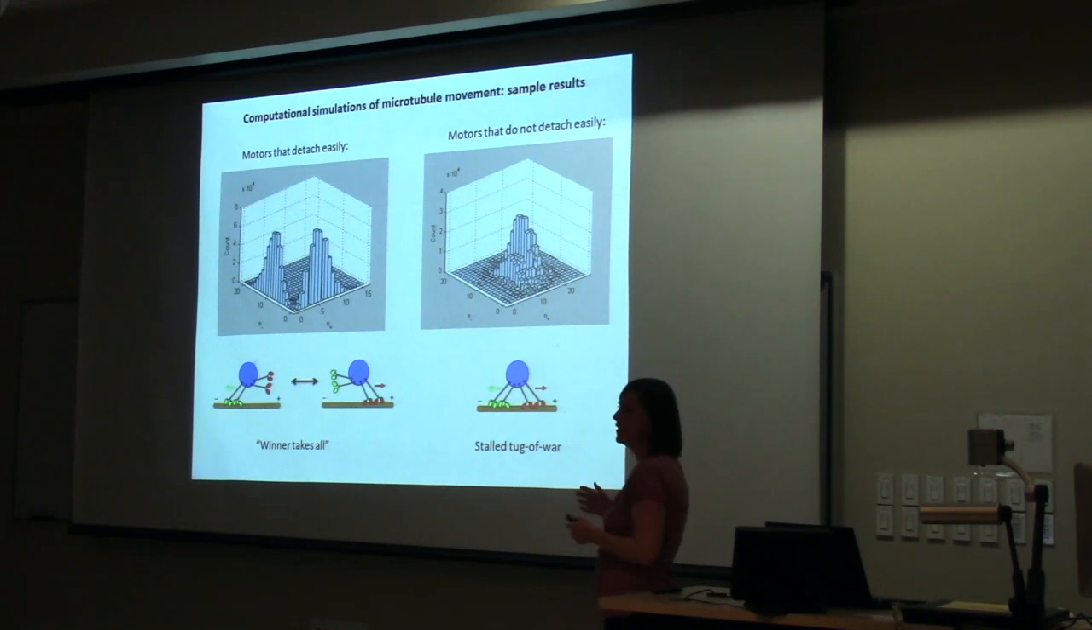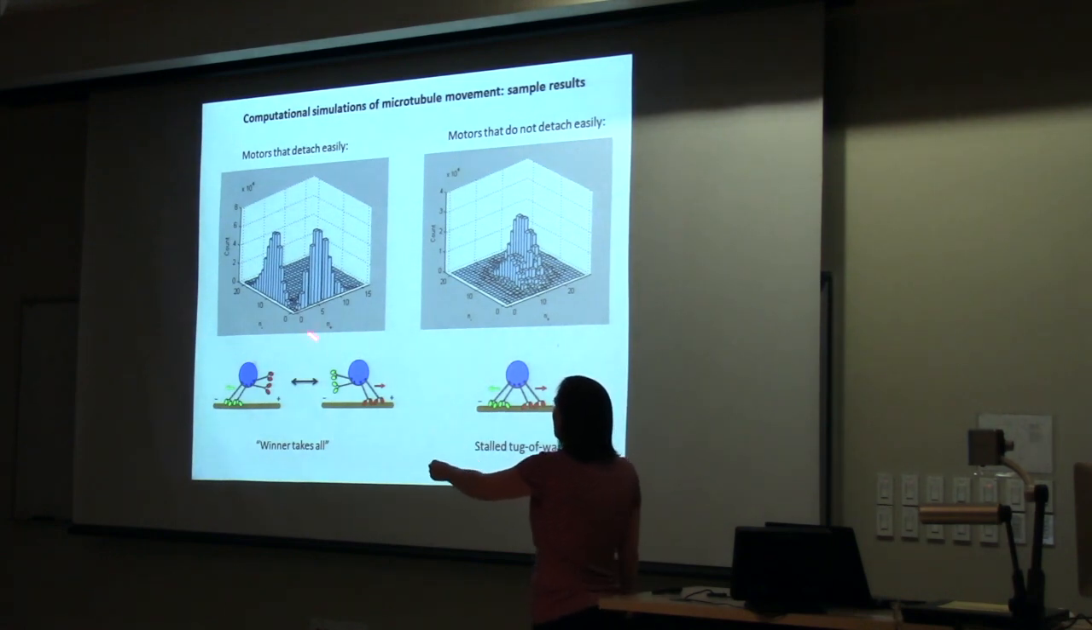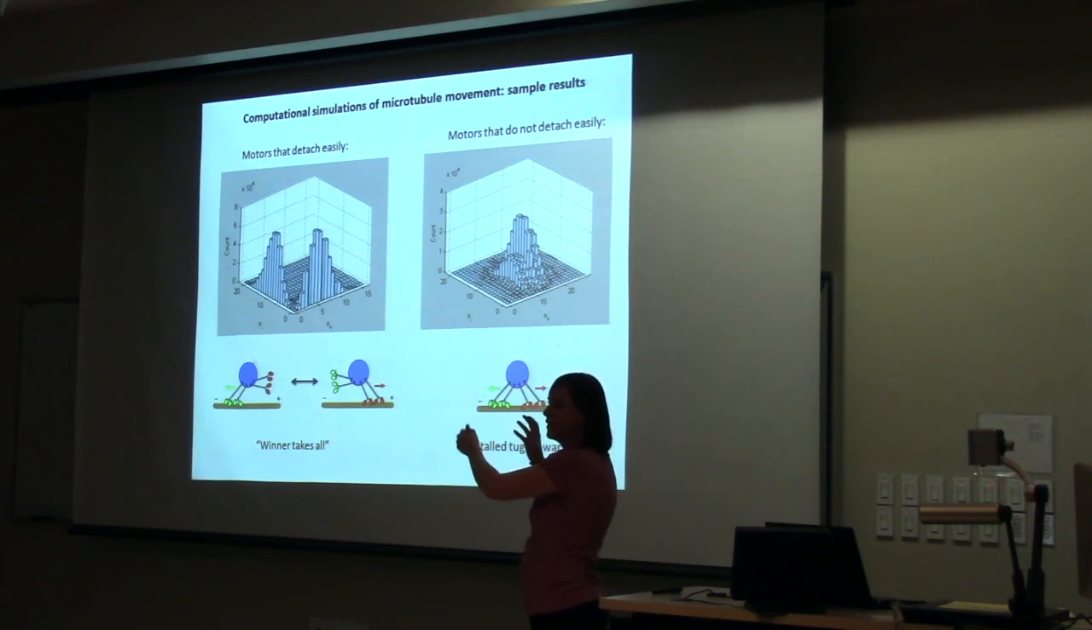So some general characteristics of the model that I see are that there are two regimes of behavior. If I choose to model the motors in such a way that they detach easily, they have a low detachment force, so it doesn't take much for them to detach from the microtubule, then I get a regime of behavior where it's constantly switching back and forth. So this is a histogram that shows, over here, the number of kinesins attached, over here the number of dyneins attached. So this histogram shows us the probability to have any combination of numbers attached.